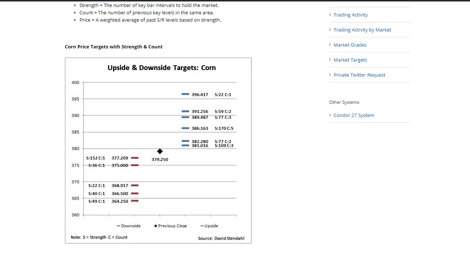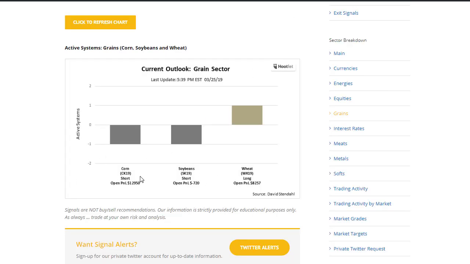So what's this mean for us? Well, we always want to check the systems. That is the core emphasis of what we do. We got corn short. That bodes pretty well for us. Got a nice little open position profit of almost 13,000 on the short position, as far as it's been trading. Soybeans, not so much. It's short. It's got a small loss. We live in the realm of reality here. Nothing is perfect. And for ourselves, wheat right now is on the long side.